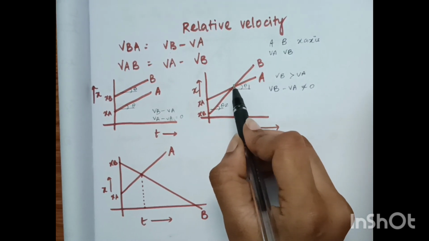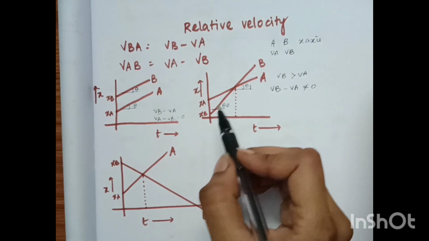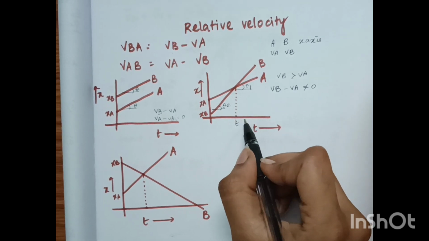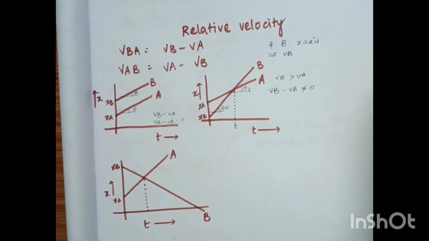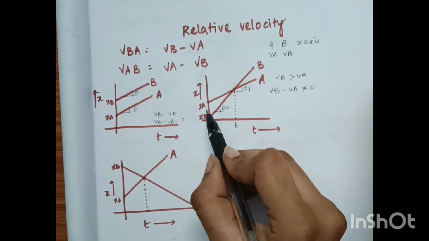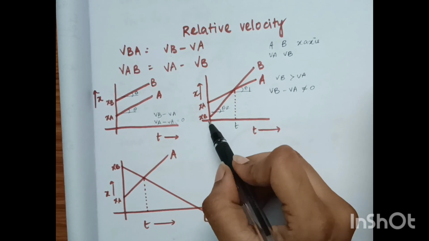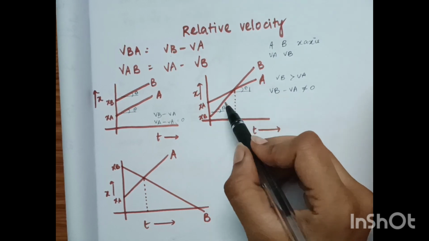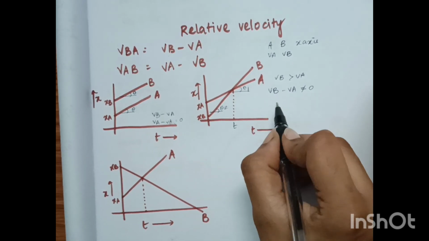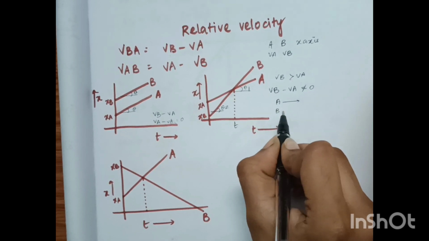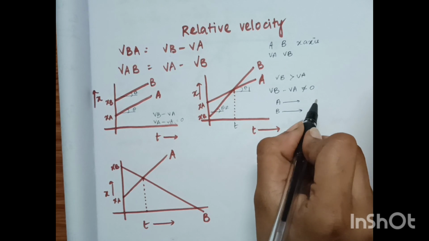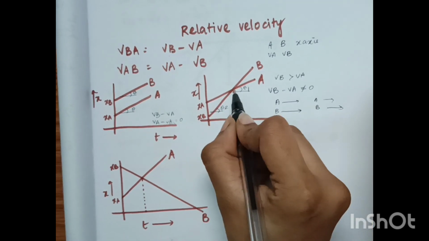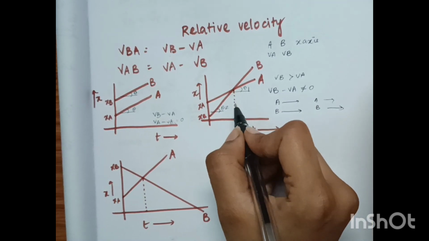What is this intersecting point? This intersecting point is nothing but the time at which they both are meeting. Initially A and B both were starting at time t equals 0, but A is moving with a slower velocity, while B is moving with a higher velocity than A. So when A is moving like this, B is also moving in a faster way. Then at one point of time they are meeting. Then B goes faster, and A is going again slowly. This is the time at which they are meeting.